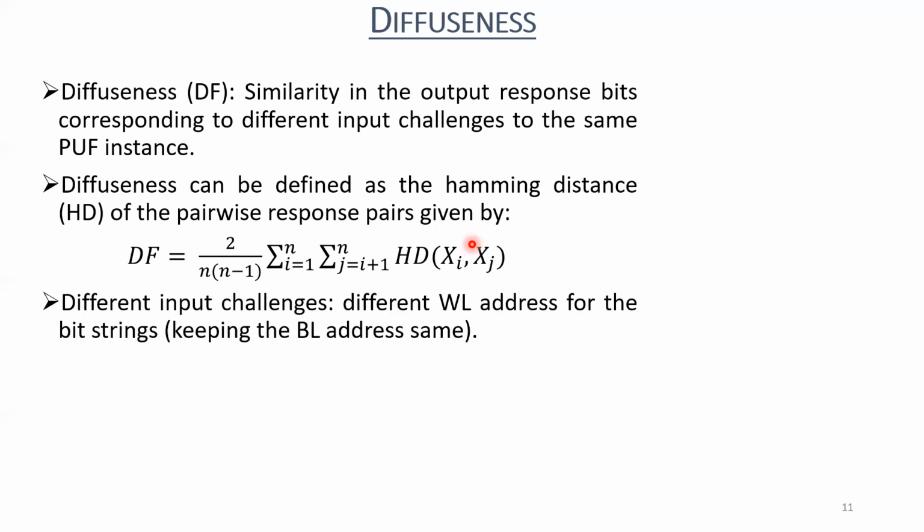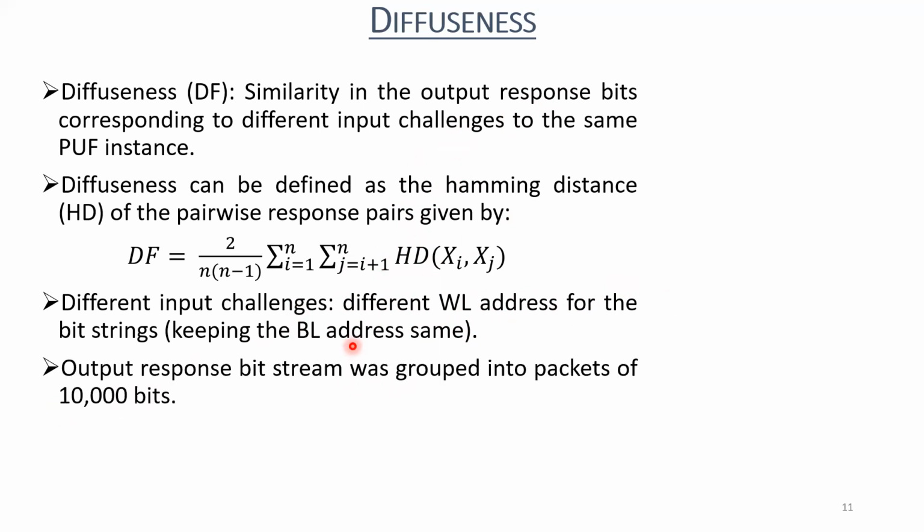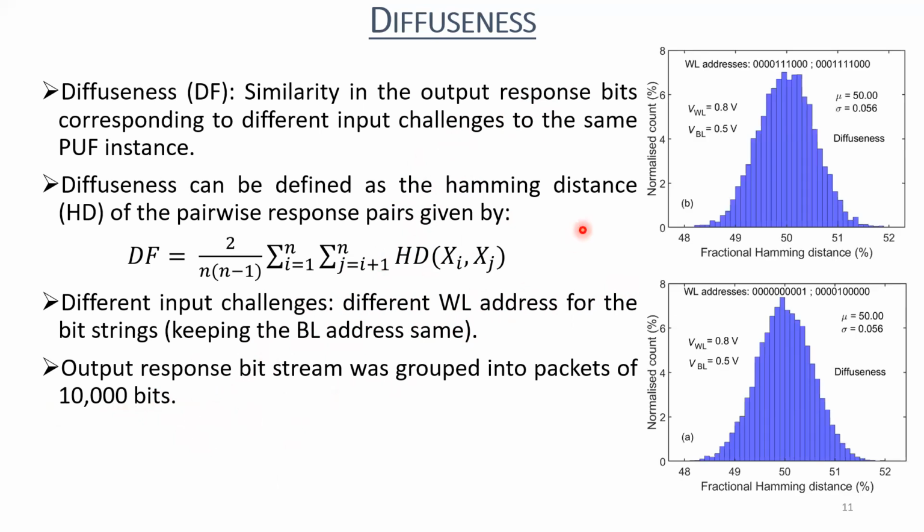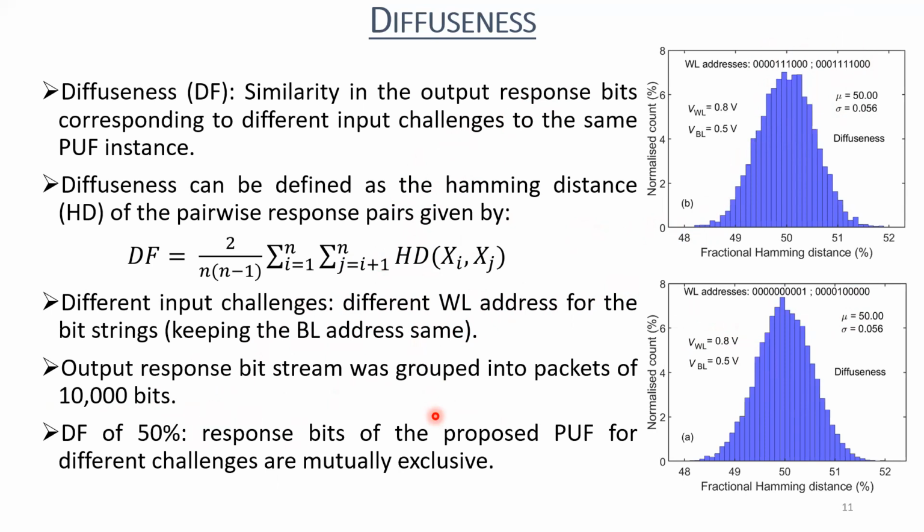So to perform the simulation, I gave different word line addresses for bit strings, keeping the bit line address the same. That is how I generated different challenges. Corresponding to different challenges, I also grouped the responses in packets of 10,000 so that it was easy for analysis. What I found out was that the fractional Hamming distance was close to 50% for these two word line addresses, and for other combinations of word line addresses as well. This simply means that my PUF is showing independent responses to different challenges.